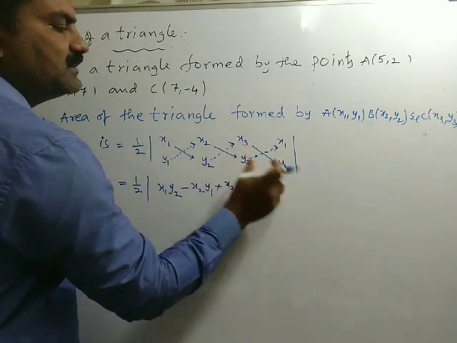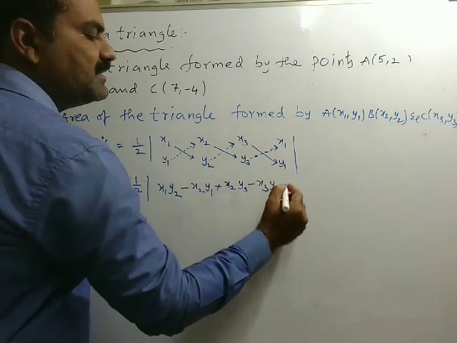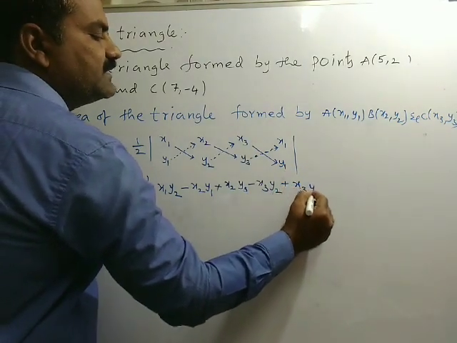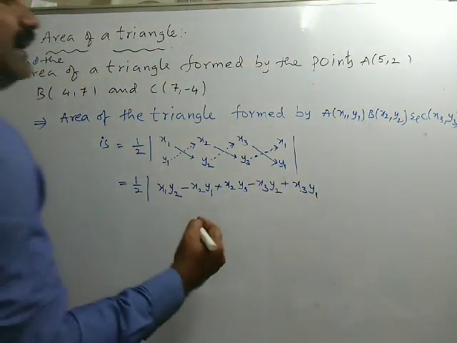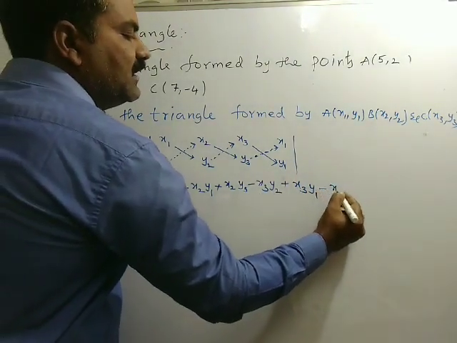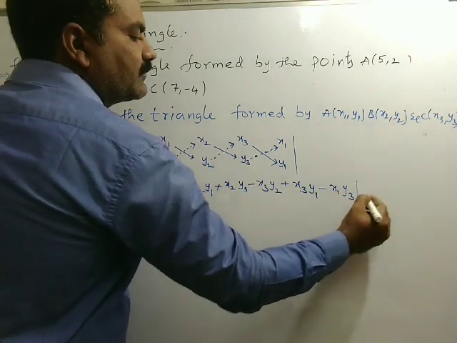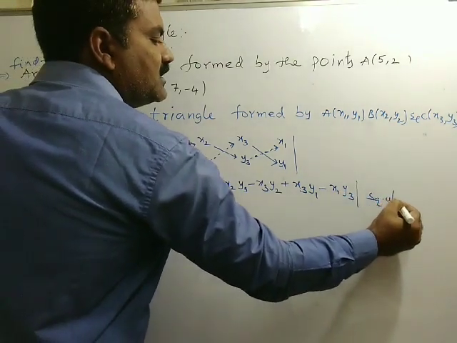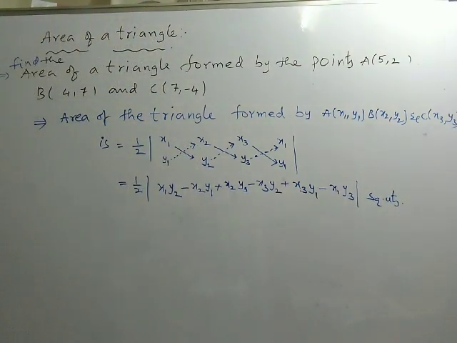Now next, coming to the third part, this is the third part. So this multiplication is as it is, that is plus x3 into y1 and minus x1 into y3. As usual, because of area, square units. So this technique is a shortcut technique which will help us to find the area of not only a triangle, even a quadrilateral. A quadrilateral area also can be found very easily by using this technique.